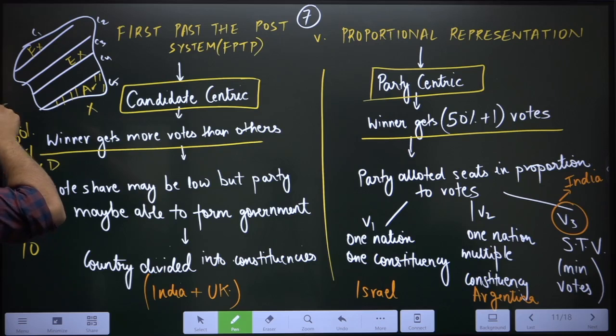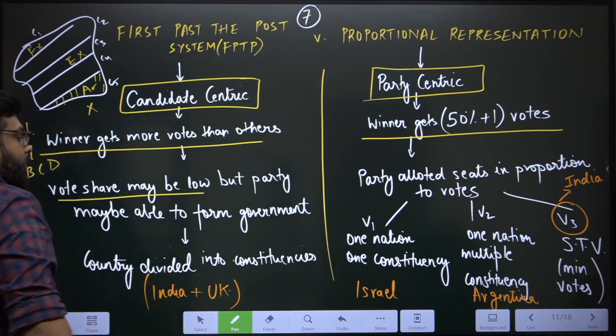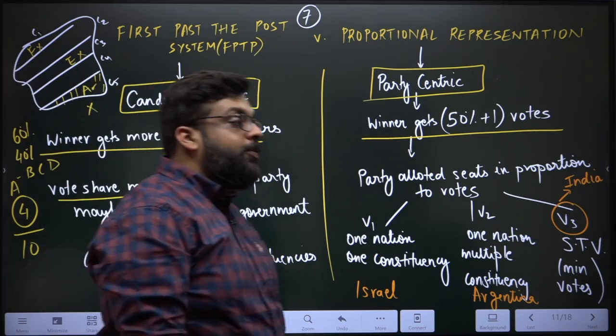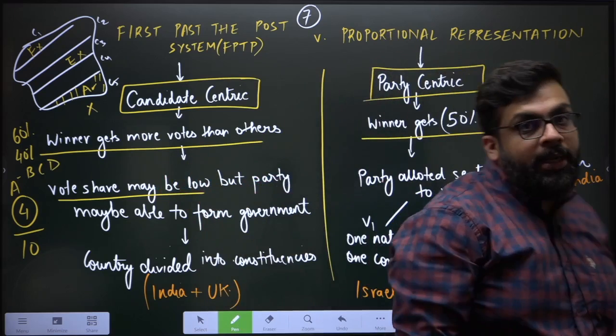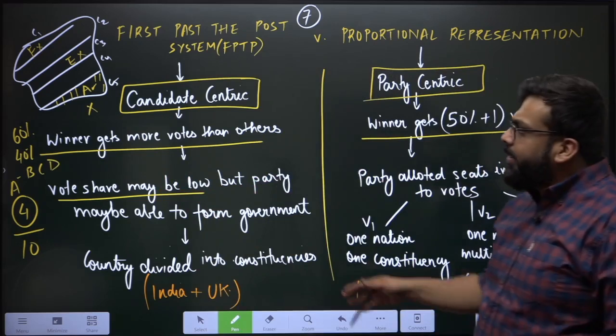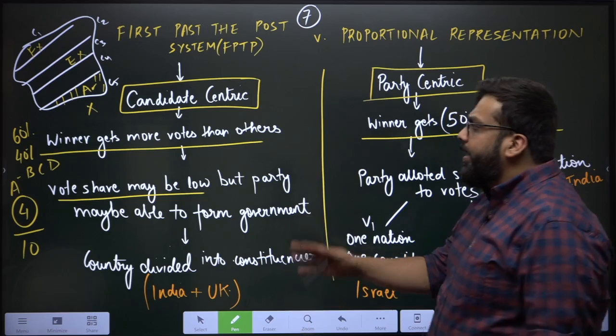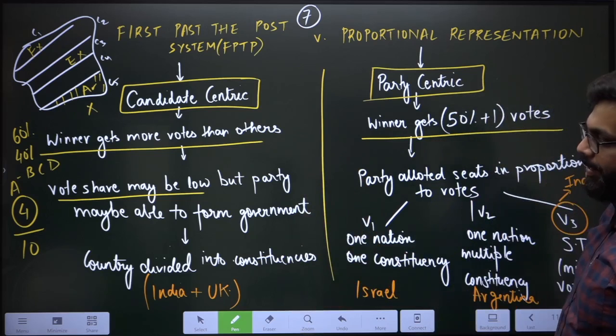But comparatively, they are still getting to be elected. This means vote share may be low, but parties will still be able to form government. This is a very common phenomenon in Indian politics, right? And usually you divide the country into constituencies. In India, we arrange it state-wise, and India and UK are fantastic examples of the same.